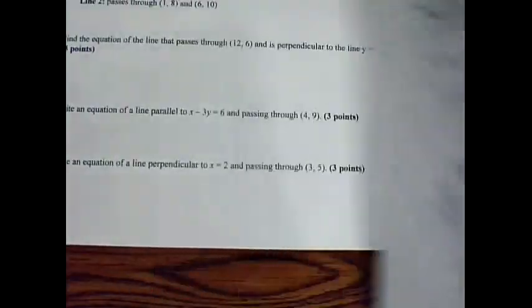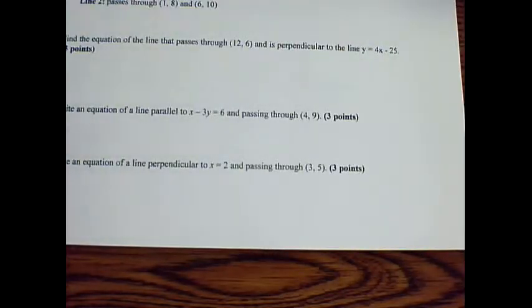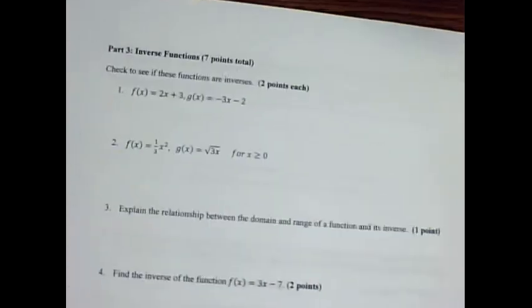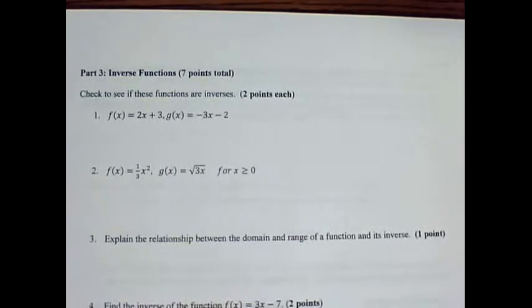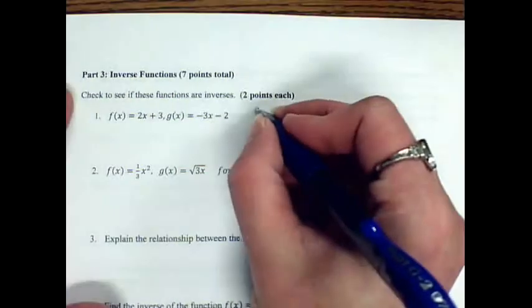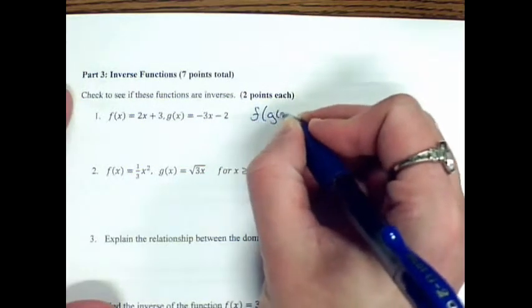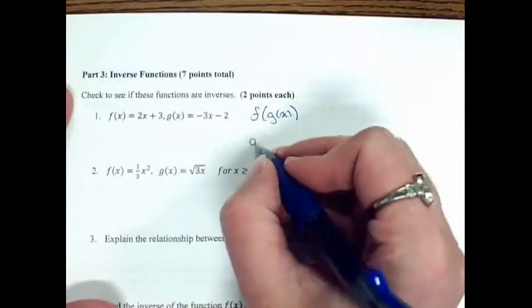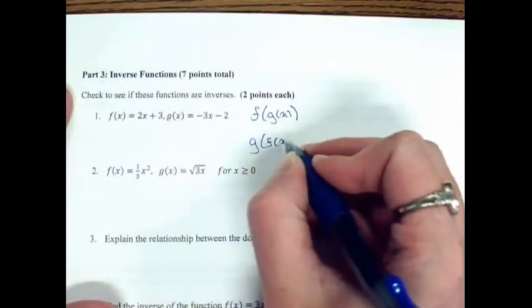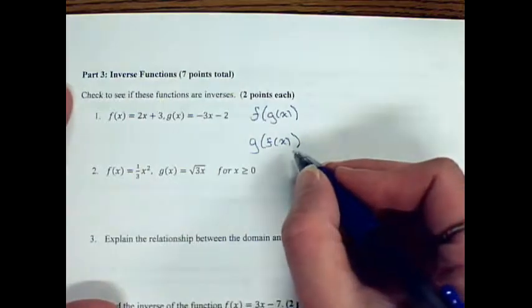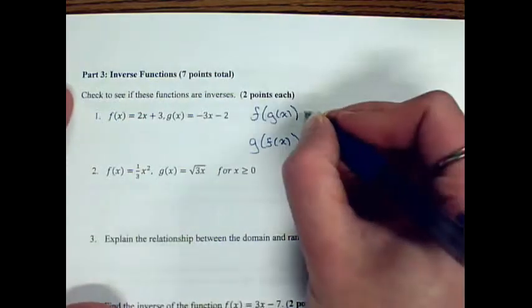Now, our next section is about inverse functions. Inverse functions undo each other. They're also where the domain and range are switched. So the test to see if they're inverses or not is you would take f of g of x and also look at g of f of x. If they undo each other, we should just get x back.